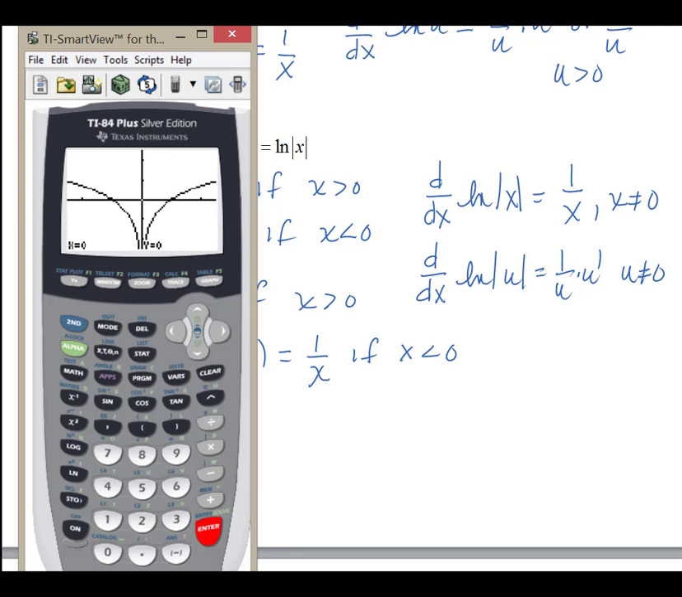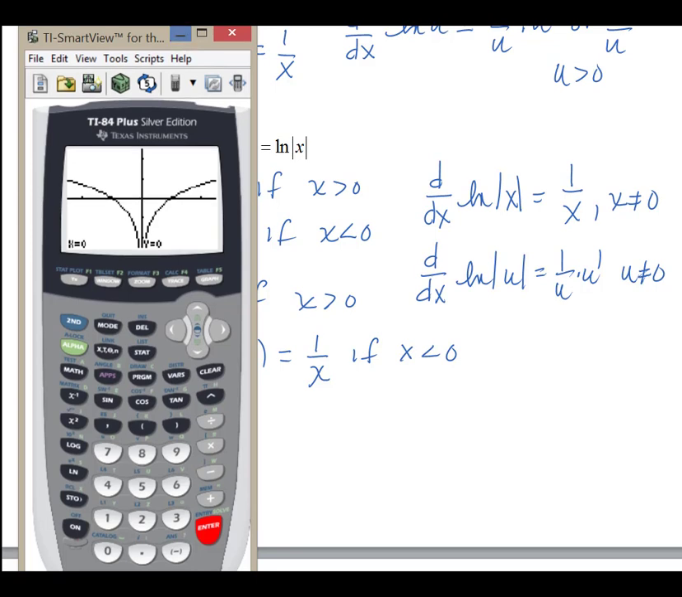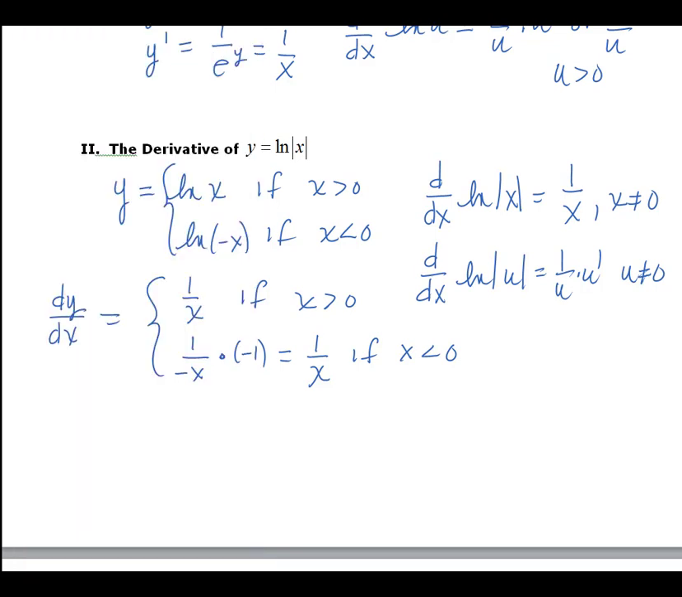And you can see that for positive values of x, the slopes are going to be positive. And for negative values of x, the slopes would be negative. And that does make sense, because if you've got 1 over x and you let x be a negative number, then you're going to get a negative value.